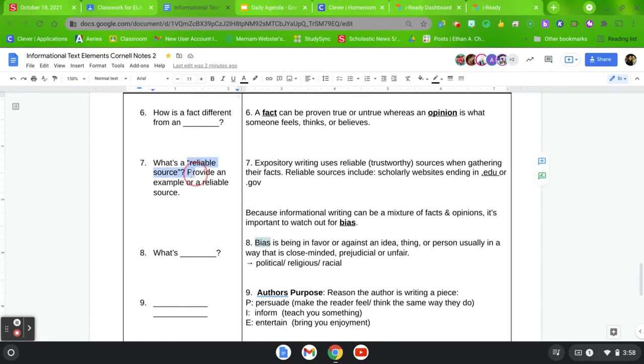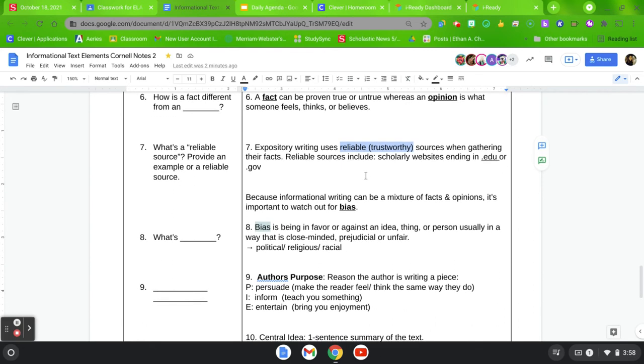So now we have to look at reliable sources. What are reliable sources? Something that is a reliable source is trustworthy. And we need to look at trustworthy sources when we're gathering facts. Reliable sources include scholarly websites ending in .edu or .gov. And the reason for this is that experts write those websites and it has to be fact-checked before it can be published.